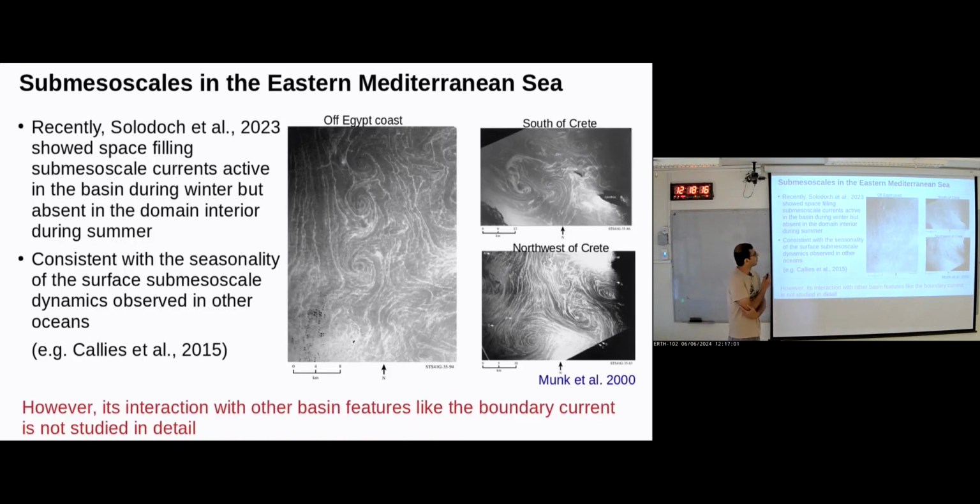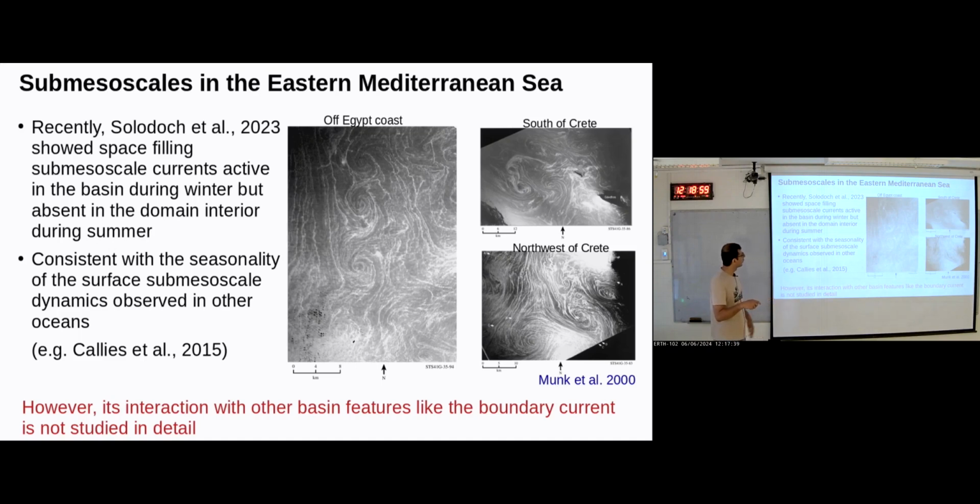So there have been observations of submersible scale features in the Eastern Mediterranean. These images are sun glint images taken from the International Space Station using a handheld camera back in the 1980s. Clearly, convergent cyclonic filaments and cyclonic eddies have been identified in various parts of the Eastern Mediterranean, such as off the coast of Egypt, south and northwest of Crete.